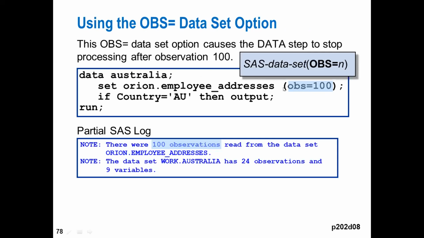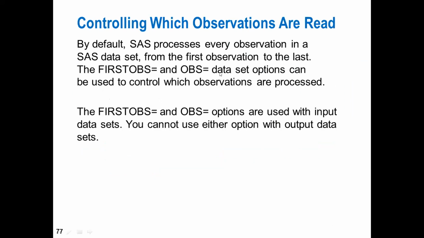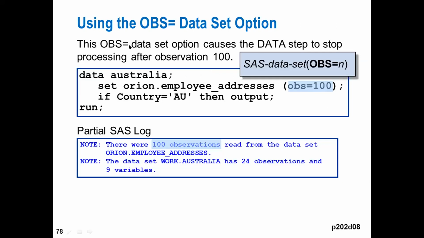See, Orion.employee_address, you're telling OBS=100. It's the last observation where it should stop processing. You're not telling it to read 100 observations; you're asking it to stop when the 100th observation is reached. OBS= is the last observation to be processed. So this causes the data set to stop processing after observation 100. It is going to read till the 100th observation.